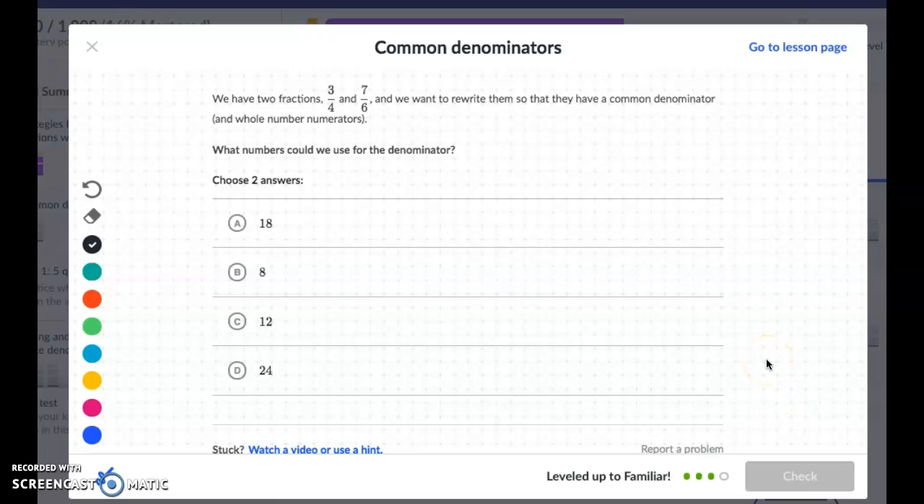We have two fractions, 3/4 and 7/6, and we want to rewrite them so that they have a common denominator and whole number numerators. What numbers could we use for the denominator? So we're looking again at our multiples. So if we have 4, we have 8, 12. So I'm just counting by 4s. 4, 8, 12, 16, 20. And then 24.